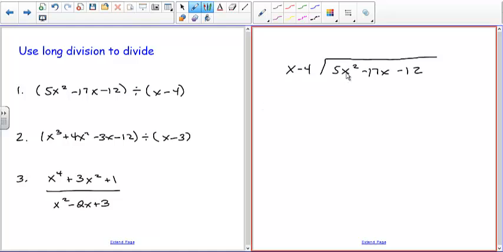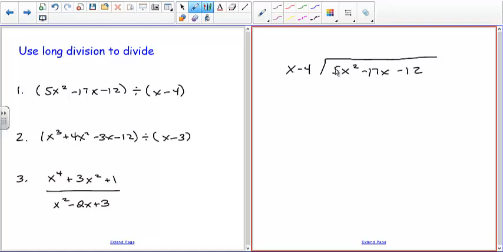Now, if we don't have one of the terms, like we have x cubed and then x, we have to put a zero x. We have to put the zero terms in there. We can't just leave them out, and we'll see that later as well. Like this one here, we have x to the 4th and x squared, so we're going to have to put in 0x cubed and 0x. But for this one, we don't have to worry about it because we got every term.